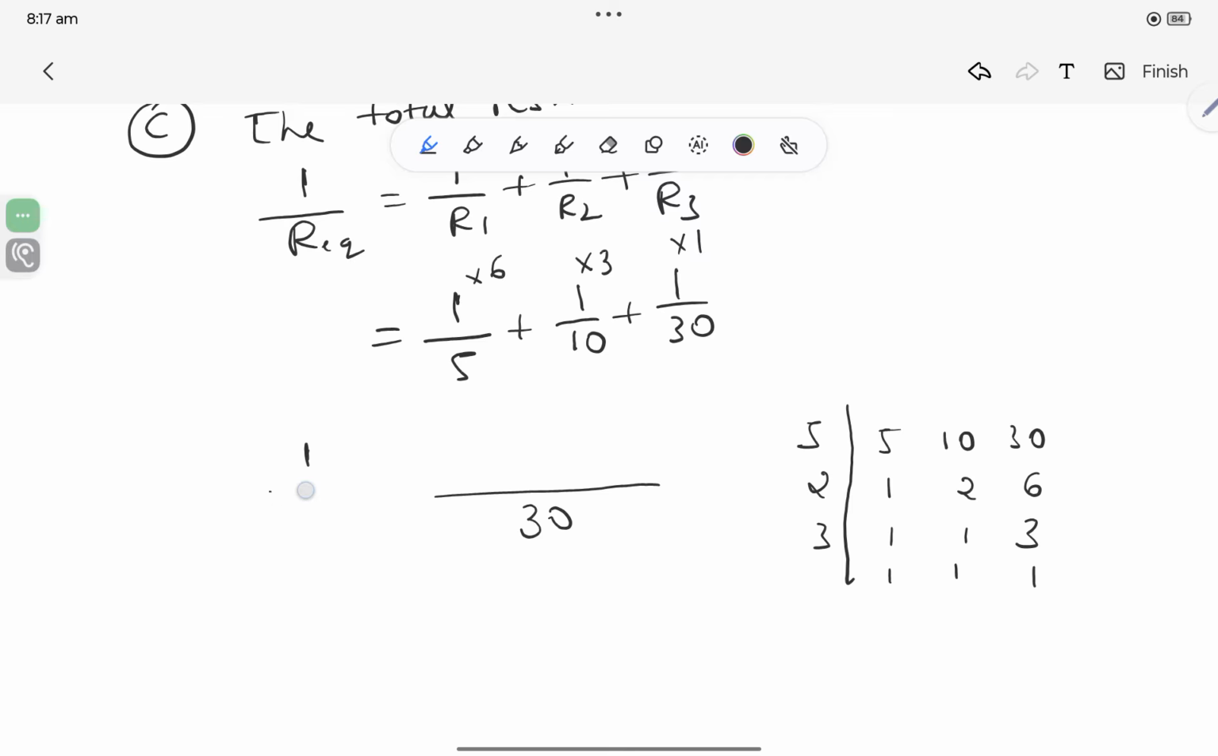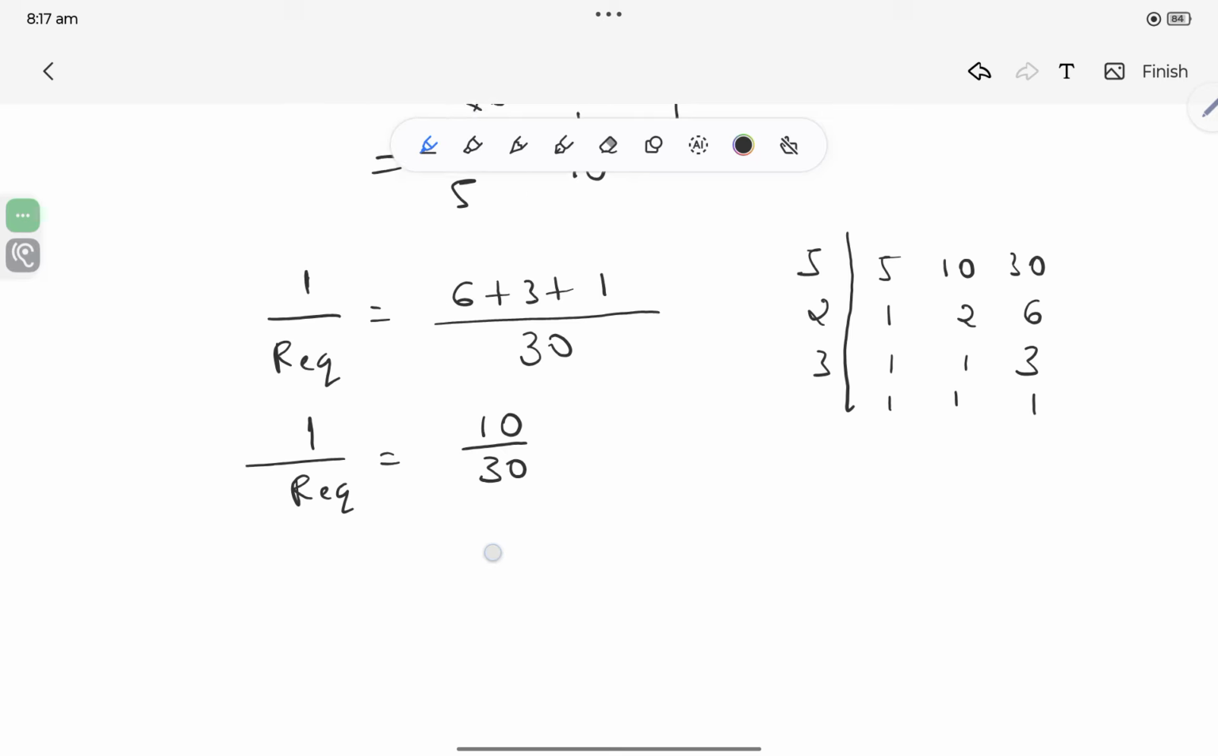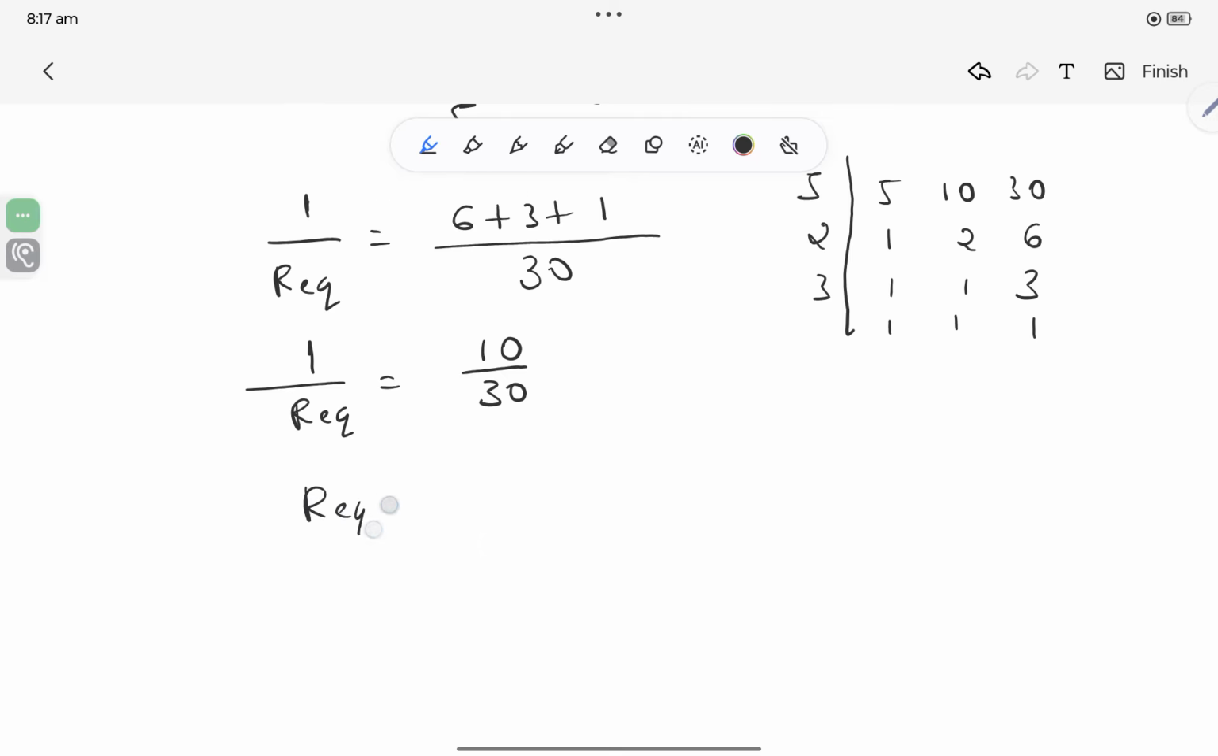Here 1 by R equivalent is 6 ones are 6 plus 3 ones are 3 plus 1 one is 1. So 1 by R equivalent is equal to 10 by 30. We want R equivalent, so take the reverse: 30 by 10. The zeros cancel. R equivalent is equal to 3 ohm.